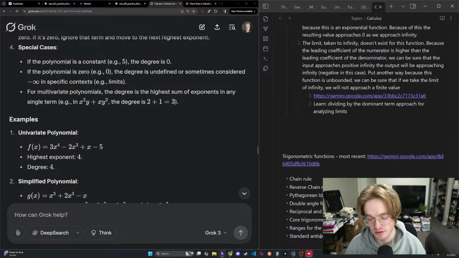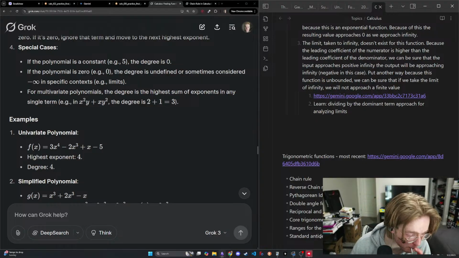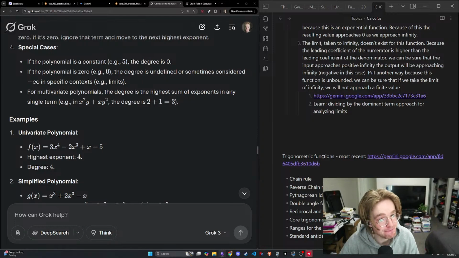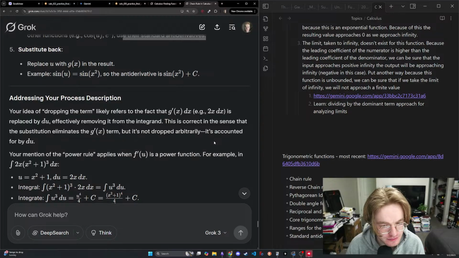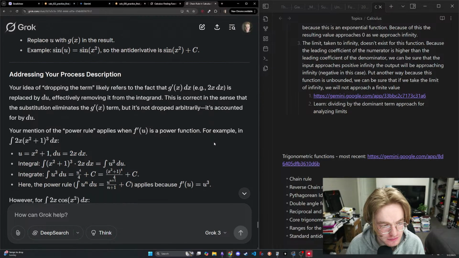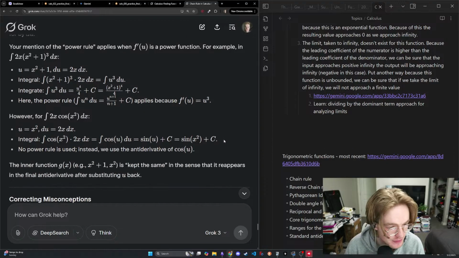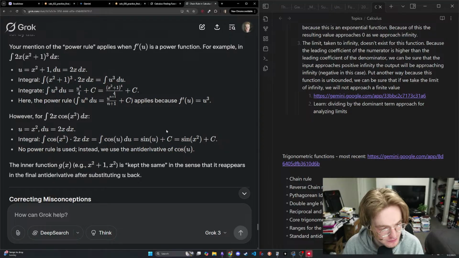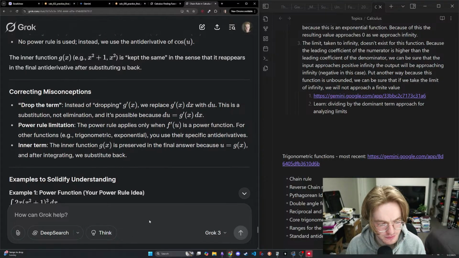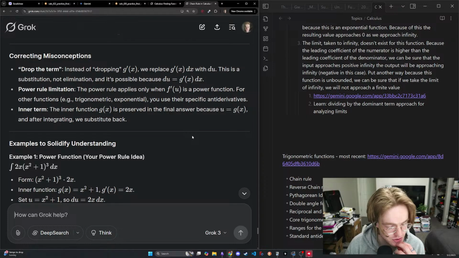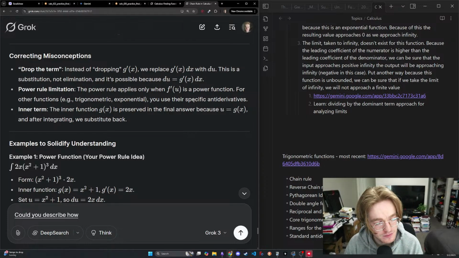Antiderivatives for functions. Okay. Could you describe how we get the antiderivative if we don't use the power rule? I wasn't aware this was possible.